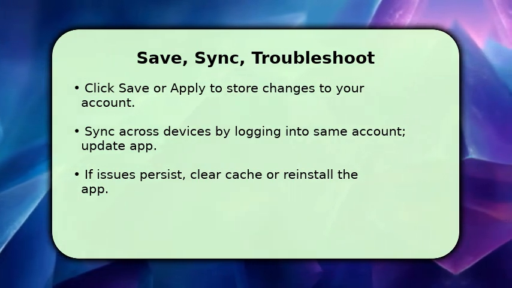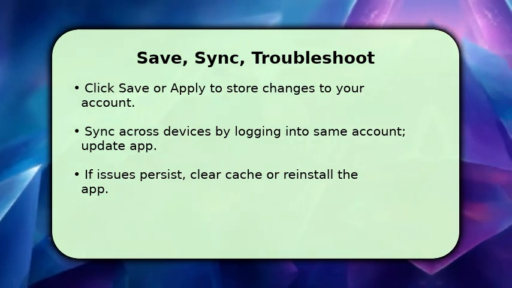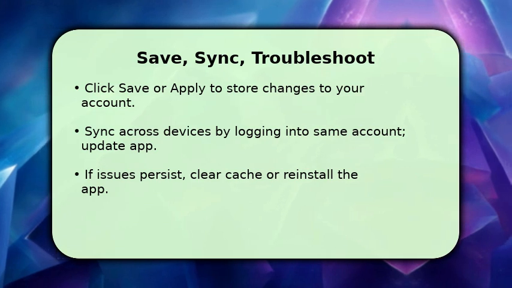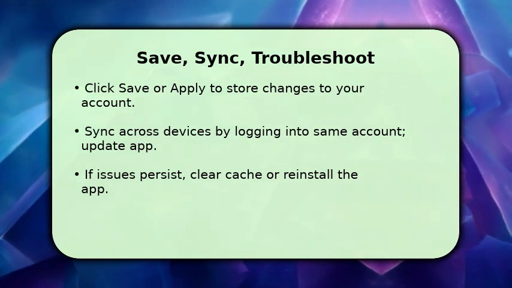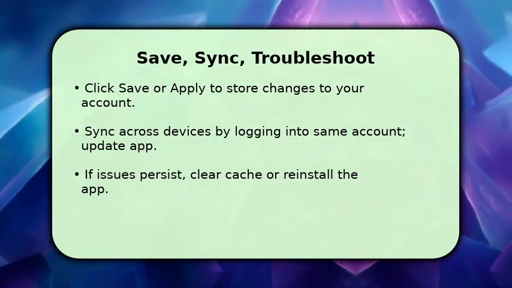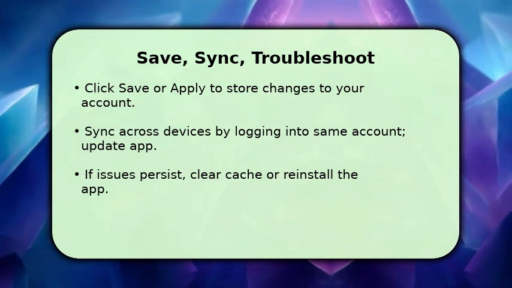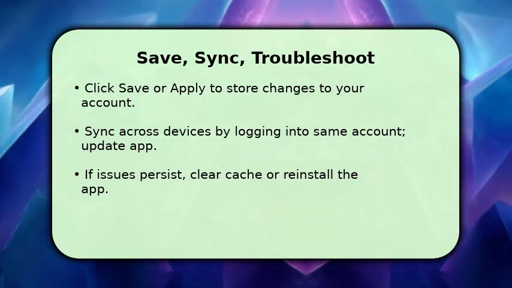If your board still looks wrong, clear browser cache or app cache and reload. Sometimes stale files prevent new themes from appearing. As a last resort, reinstall the app and check chess.com support if the problem continues.